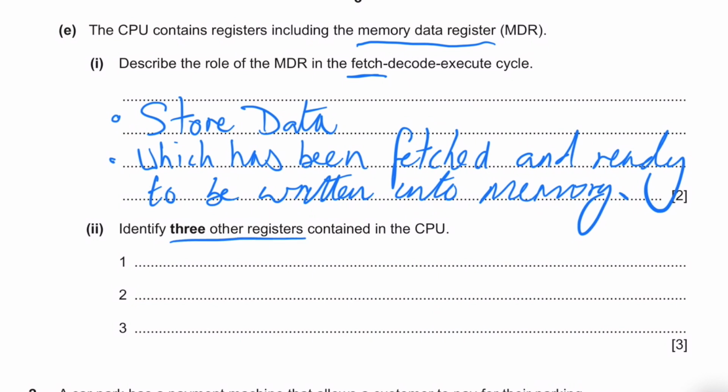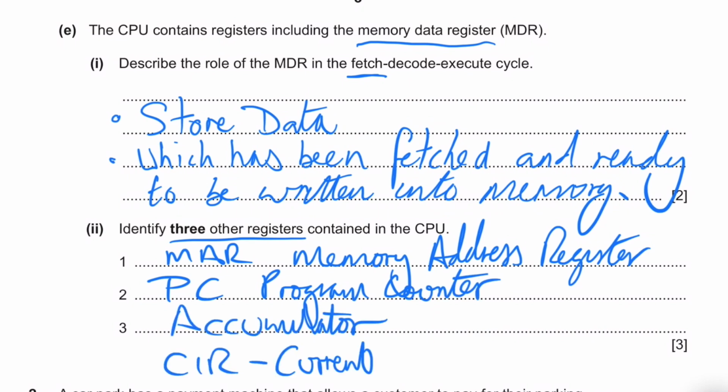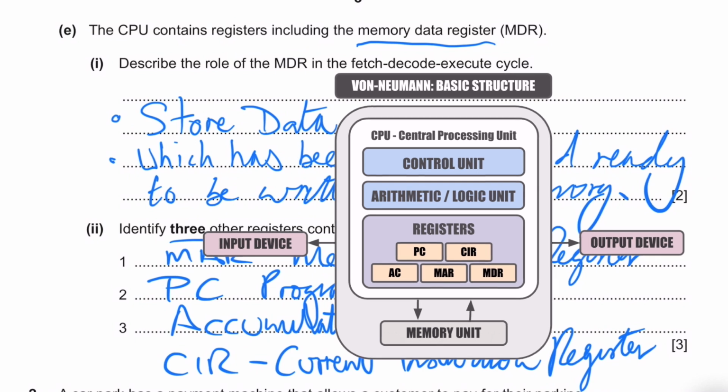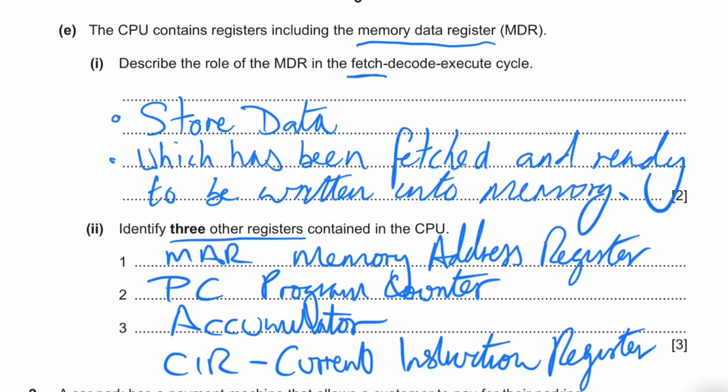Identify 3 other registers contained in the CPU. Well, we've got the MDR, and we've got the MAR, which is the memory address register. We've got the PC, the program counter. We've got the accumulator, and we've got the CIR, which stands for the current instruction register. As part of your revision, it would be worth drawing out a von Neumann diagram with all the registers and the buses, so you have a clearer understanding, because these questions will come up. So that's all of question 1.